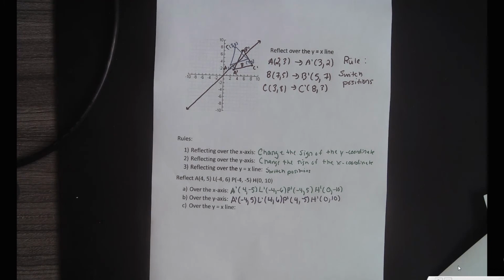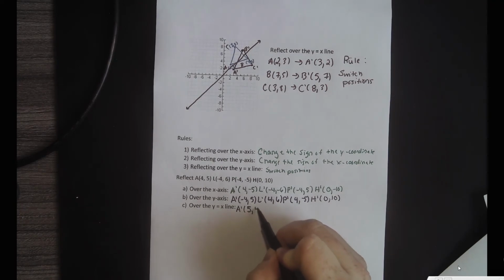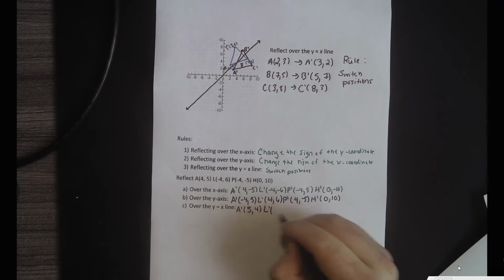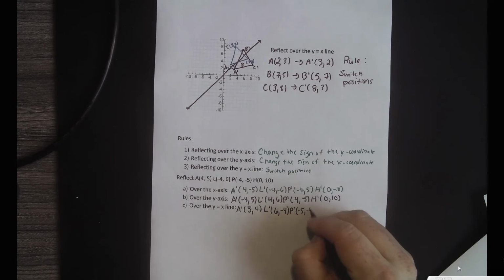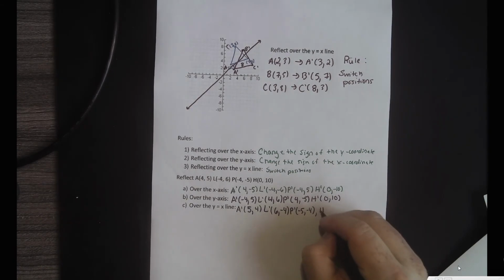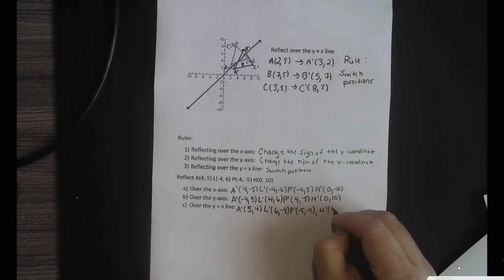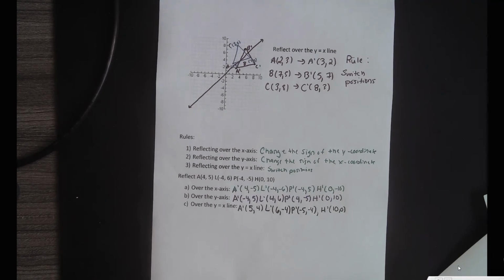Finally, if I go over the y = x line, all I do is flip around. So (4, 5) becomes (5, 4). (-4, 6) becomes (6, -4). (-4, -5) becomes (-5, -4). And then (0, 10) becomes (10, 0). Again, I went back to those same points every single time. All right, that's it. That's reflections.